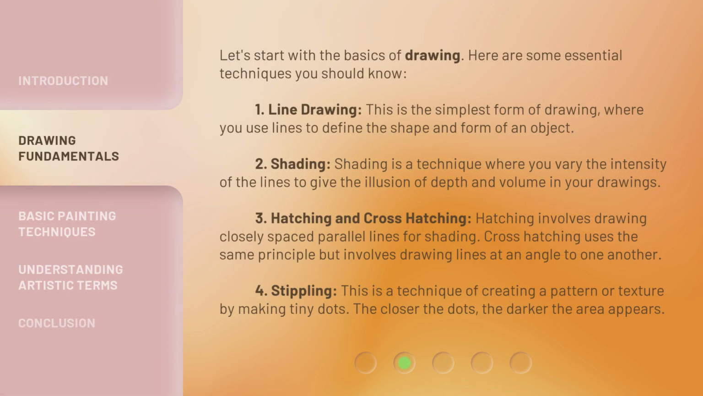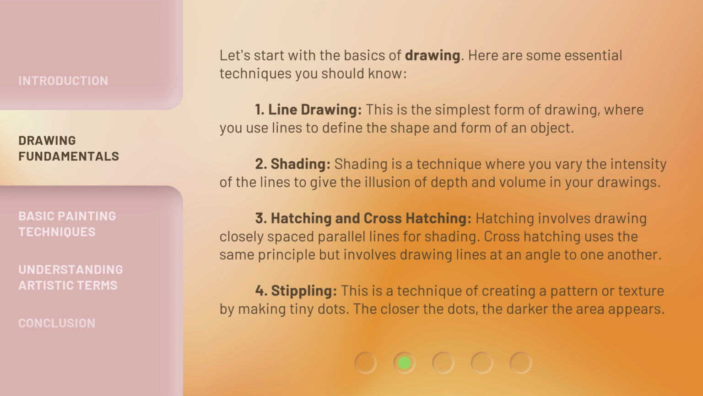Let's start with the basics of drawing. Here are some essential techniques you should know. 1. Line drawing. This is the simplest form of drawing, where you use lines to define the shape and form of an object. 2. Shading. Shading is a technique where you vary the intensity of the lines to give the illusion of depth and volume in your drawings. 3. Hatching and cross-hatching.